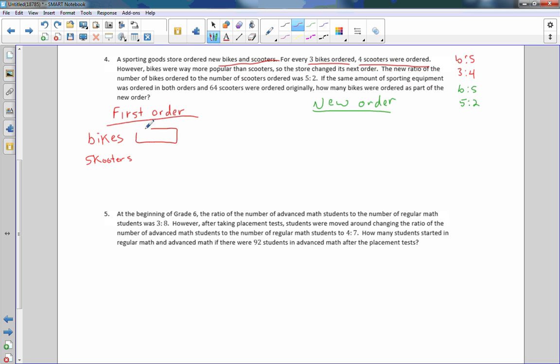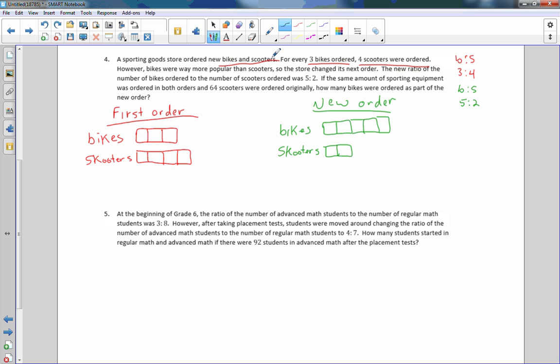So if I draw a tape diagram of bikes and divide it into 3 pieces, and then I do the same for the scooters, but I just go a little bit further and make 4 pieces, that is a ratio of 3 to 4. Now I'm going to do the same over here. Bikes, scooters, and the new ratio is 5 to 2. I'll do this one first, so I can set up a template, try to make them the same. So there's 2, 4, 5. So the ratio is 5 to 2.